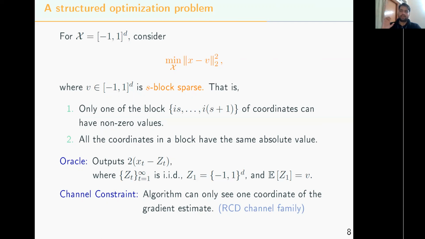To describe what S block sparse means, think of a d-dimensional vector divided into chunks of S successive coordinates. There'll be d by S such different blocks. An S block sparse vector will only have one such block with non-zero values, and all the coordinates within that one block would have the same absolute value. Our oracle outputs the following quantity, 2x_t minus 2z_t, where z_t is an unbiased estimate of our parameter v, and we'll study this problem under the random coordinate descent information constraint, meaning at every iteration you just get to see one coordinate of your gradient estimates.